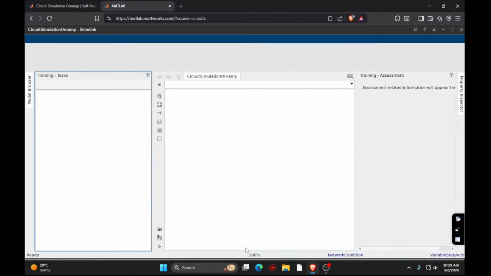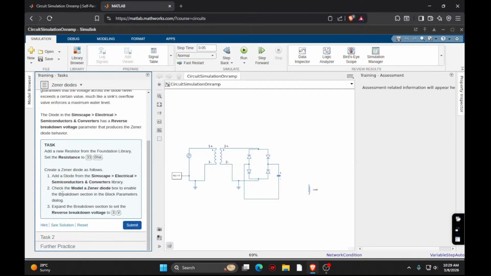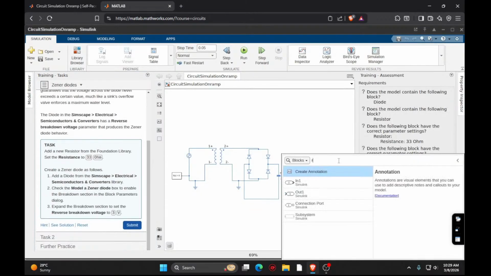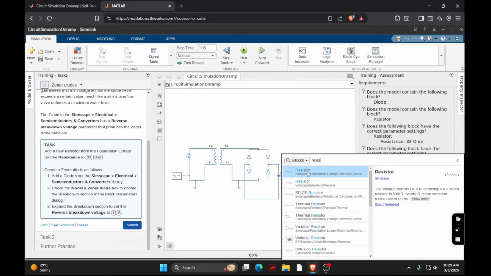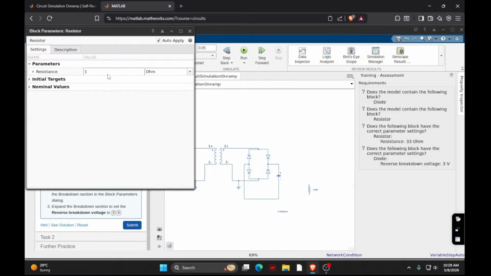The next task. What do we have to do here? Add a new resistor from the Foundation library. Set the value to 33 ohms. 33 ohms.